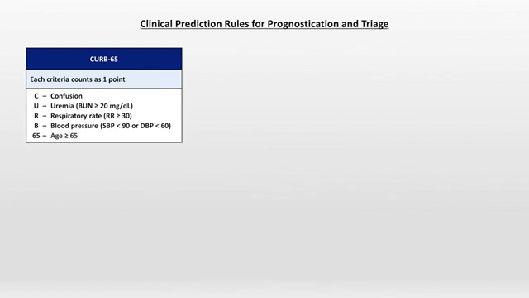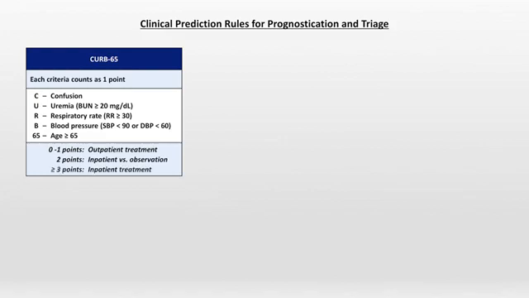In its common use, a patient with 0 to 1 of these points is treated as an outpatient. With 2 points, they are either admitted to an inpatient unit or to an observation unit, and anyone with 3 or more points is admitted to inpatient.